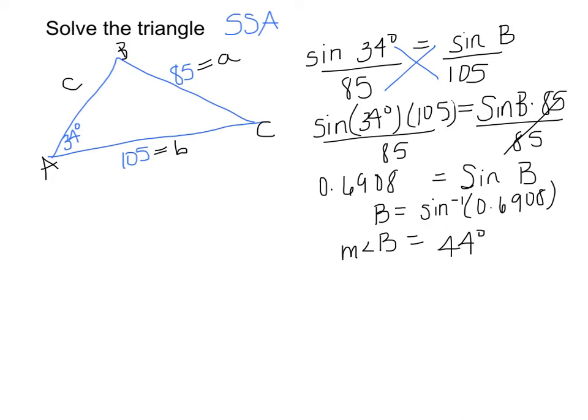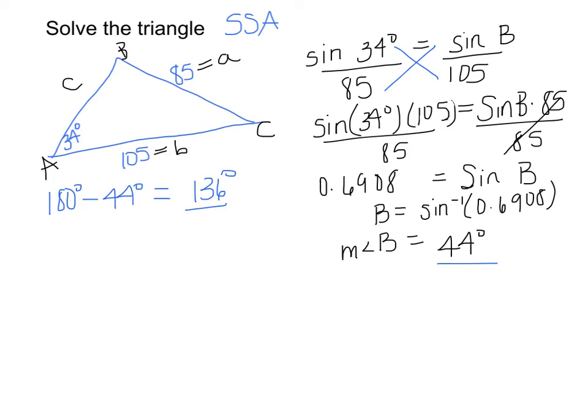And so, since sine is also positive in quadrant 2, we do 180 minus 44, and we get 136. Now, it is possible for angle B to be 136 or 44 because we're still under 180 if we add it to angle A, which is 34.